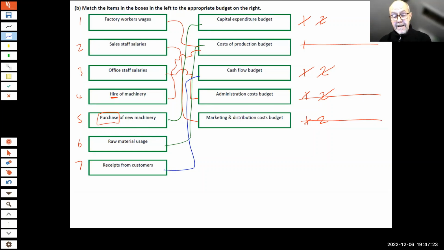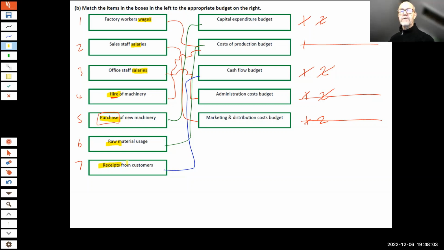And cash flow really draws information from all areas, because if you think about it, what involves cash here: wages, salaries, hire, purchase, got to buy raw material, and customer receipts. So arguably you could actually draw a line from those two. Really, if we're being honest, they all would affect cash flow. But I think we're looking in an exercise like this for the one that is the most immediate direct match.